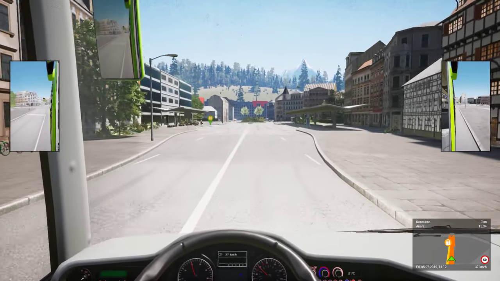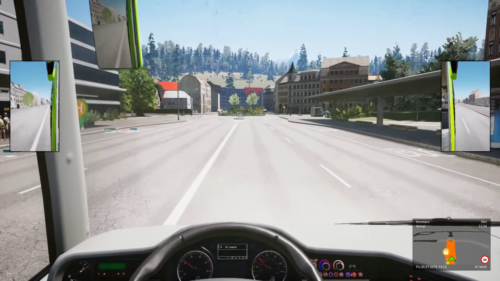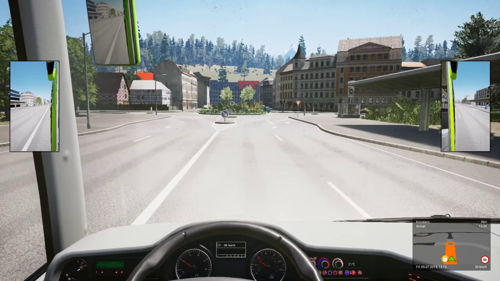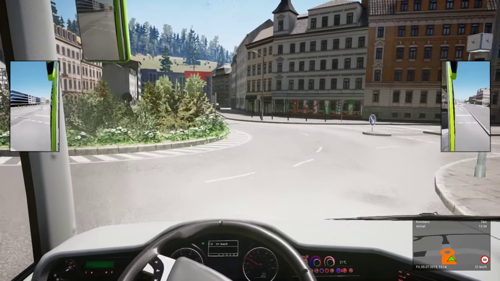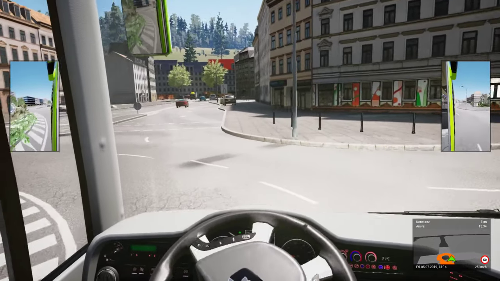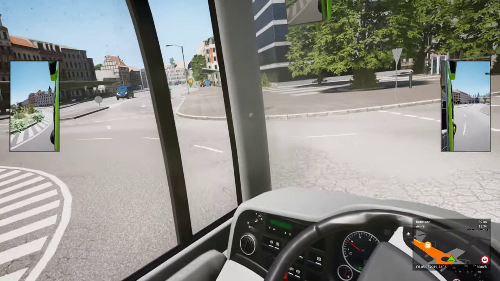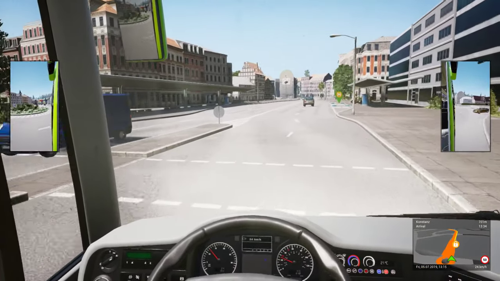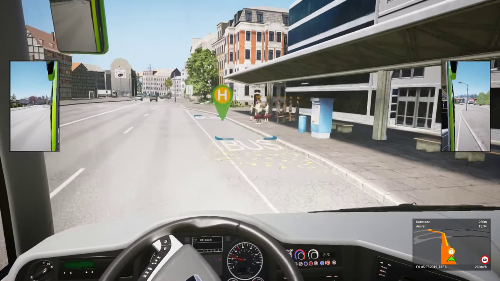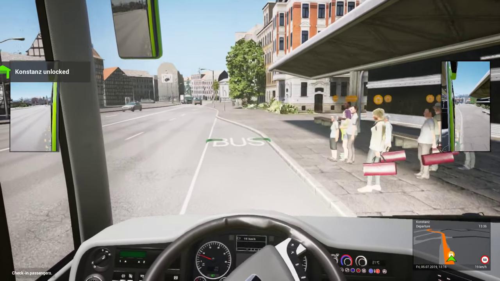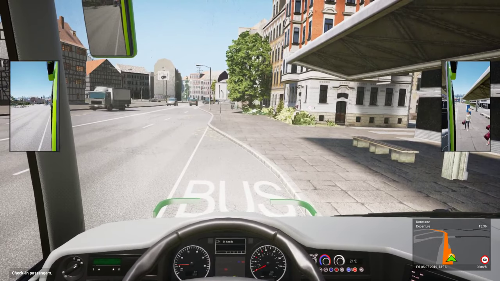Let's see. There's the stop we want, on the left. And it's quite a group of people waiting for me. And it's a roundabout. AI behaved itself at that roundabout. Right, let's remember to rest after I've done this.